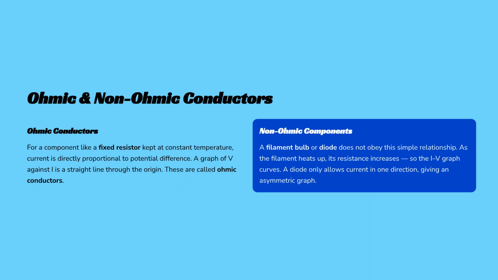Components can be ohmic or non-ohmic. Ohmic conductors show a linear, proportional relationship between voltage and current. Non-ohmic components, like filament bulbs or diodes, have resistance that changes, causing curved graphs.